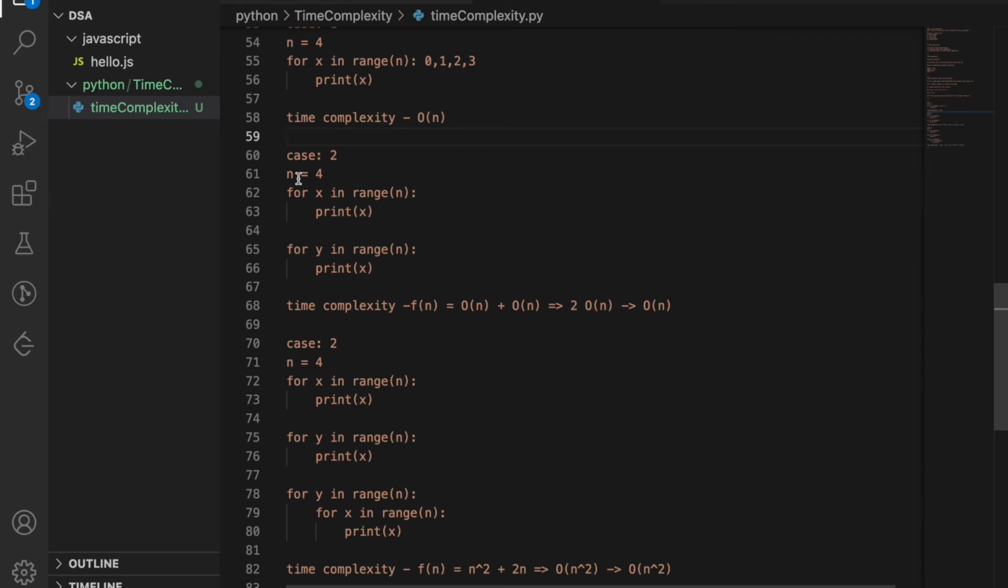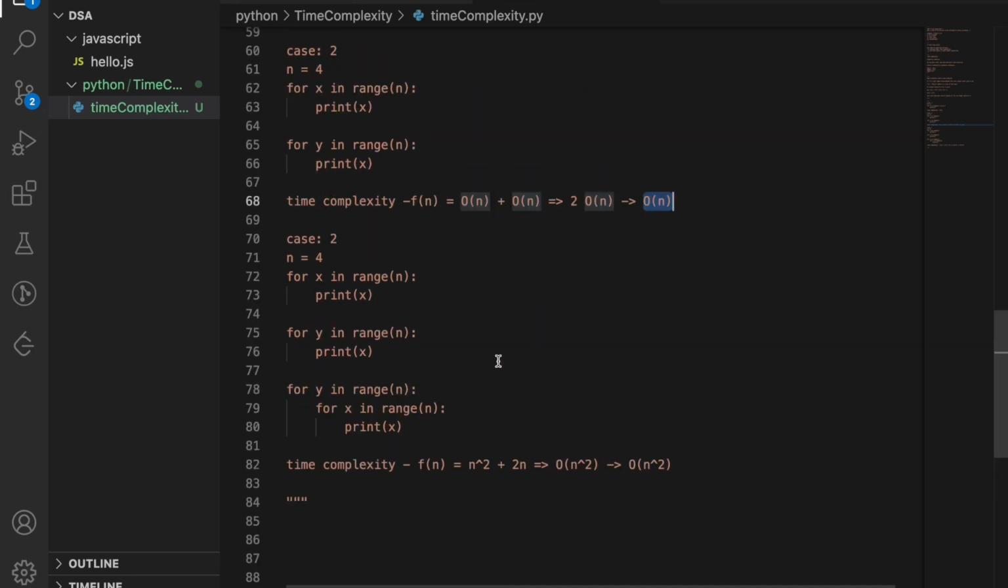And coming to case 2, we have the same input, but two for loops. When calculating the time complexity, f of n is equal to big O of n plus big O of n. Why? Because we have two for loops: big O of n for one for loop plus big O of n for the other. When you add it, we have 2 big O of n, but for the larger input it doesn't matter for the constant, so we just ignore it. When you multiply with the larger input, it obviously goes to a larger value. So we remove the constant and just write big O of n.